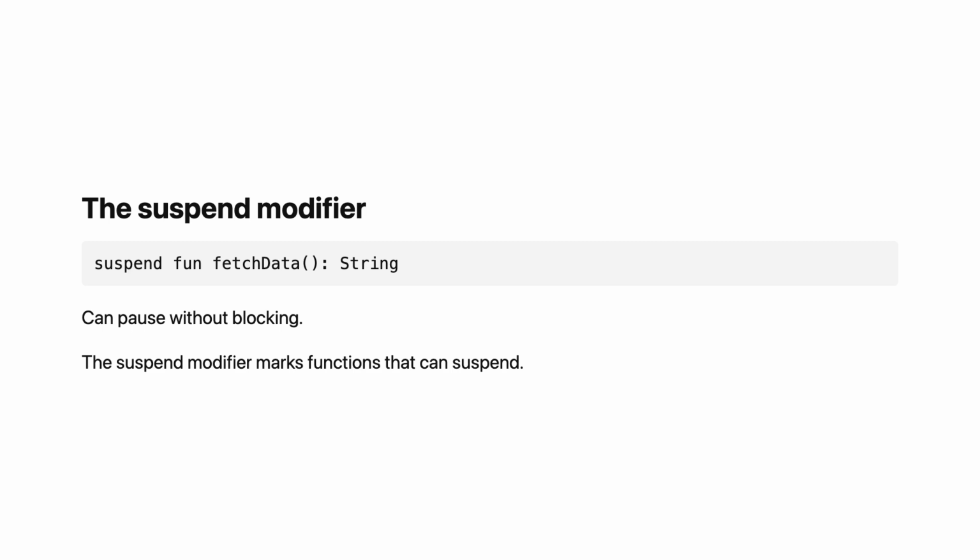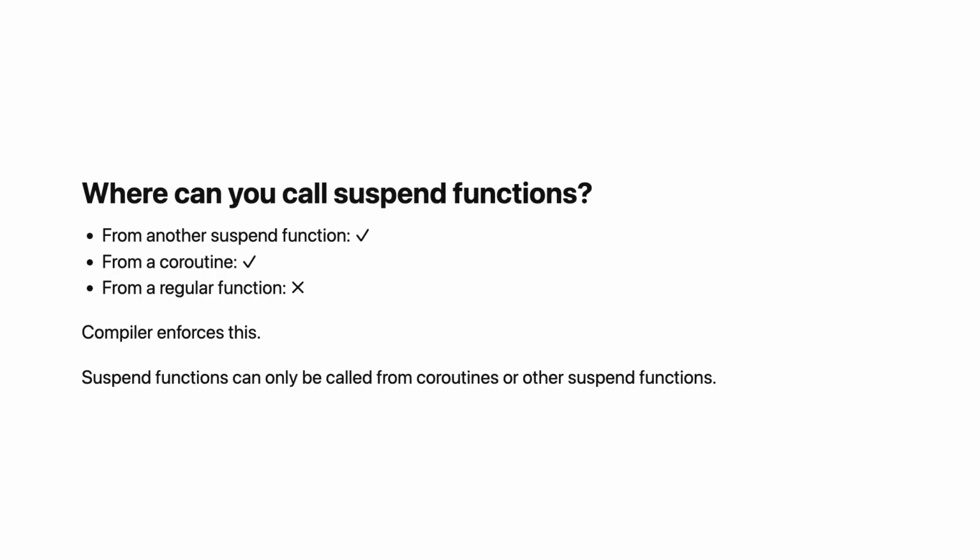Suspend functions can only be called from specific places. You can call a suspend function from another suspend function. This is natural. If your function calls something that might suspend, your function must also be able to suspend. You can call a suspend function from a coroutine. Coroutines are designed to handle suspension. They know how to pause and resume.